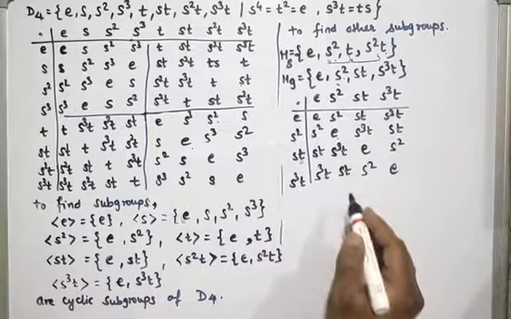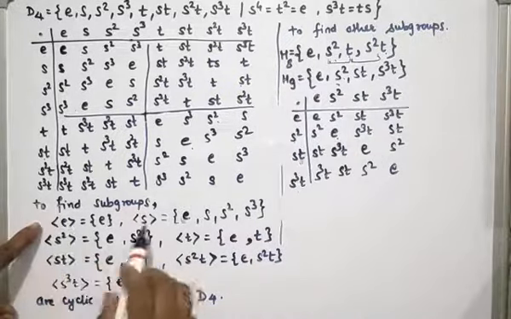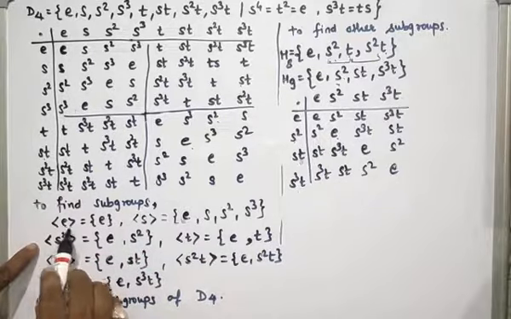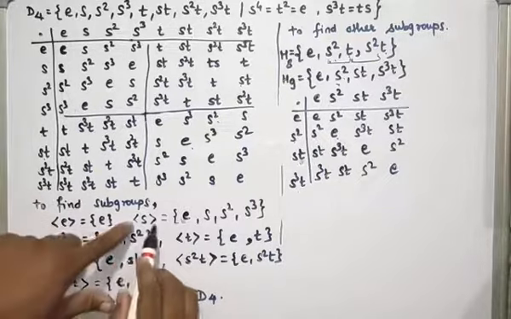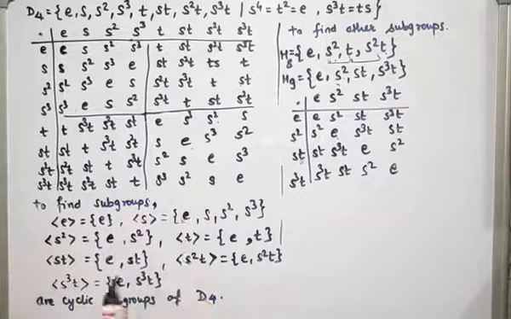H8 and H9 are not cyclic, but identity is generated by the identity element. So generator S, generator S square, generator T, generator ST, generator S square T, and generator S cube T. These are all cyclic subgroups.